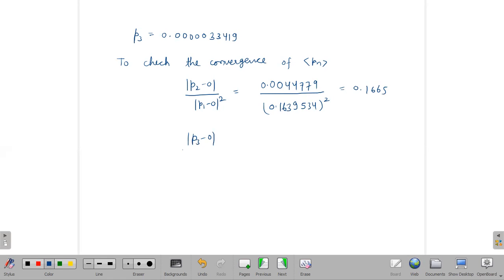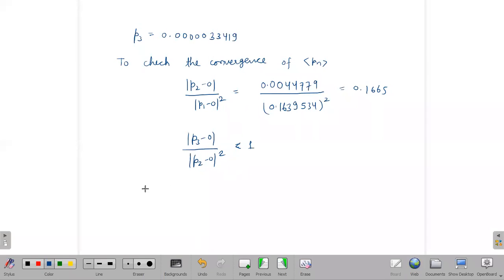And if you find P3 minus 0 over P2 minus 0 square, it will be less than 1, or you will get a number very near to 0. So this is the decreasing sequence. Means if you find P4 also, you can find for P4 minus 0 and P3 minus 0 square. So here also you will get less than 1. Means that is a decreasing sequence.